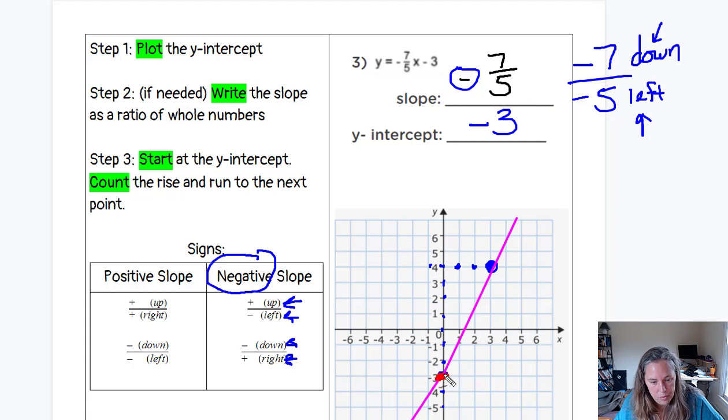So I'm going to start at the y-intercept and go up 7, 1, 2, 3, 4, 5, 6, 7, and then go left 5, and there's my point, and there it is. So these are really common slope errors, graphing errors. You're going to do a quiz next, and you're going to need to be really careful about your signs and mistakes that you might make.